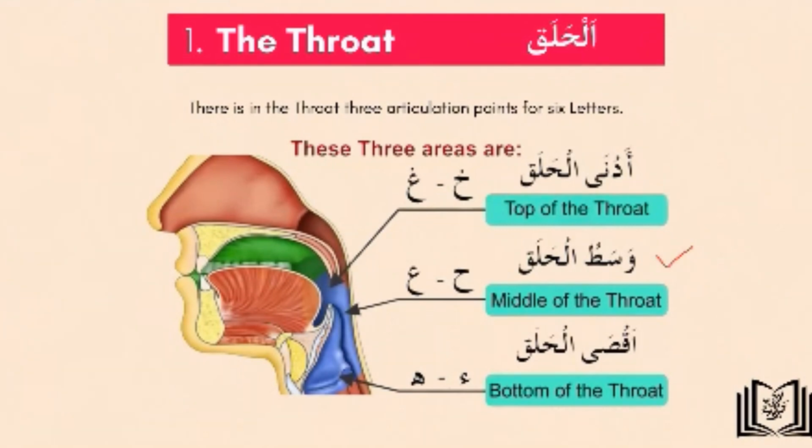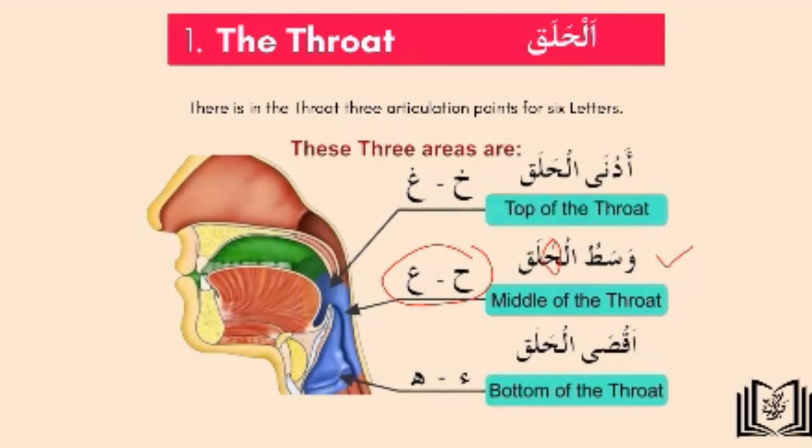The second one is wasatul halaq. When I'm saying the word halaq, al halaq, wasatul halaq, can you see the difference? This ha also comes under wasatul halaq. So hamza and ha, these two alphabets come under aqsal halaq, the bottom of your throat. But the alphabets ha and ain come under wasatul halaq. It is pronounced from the middle part of your throat.